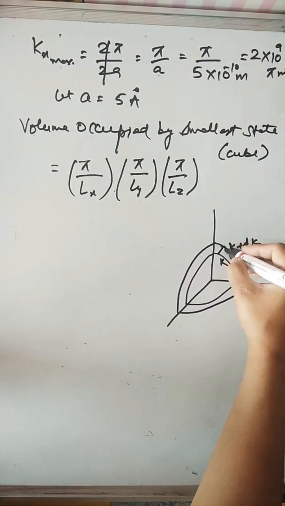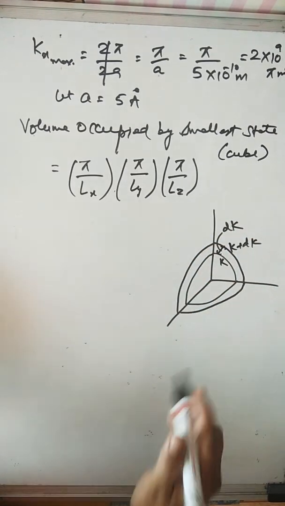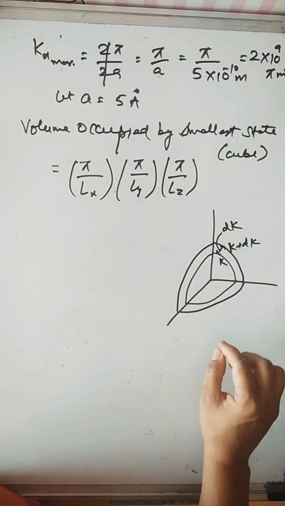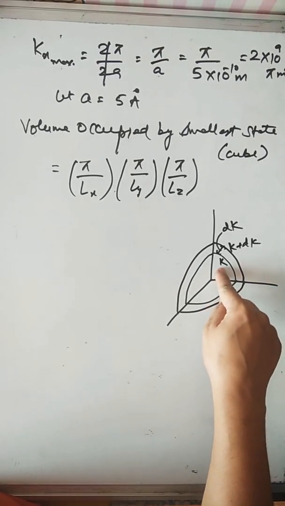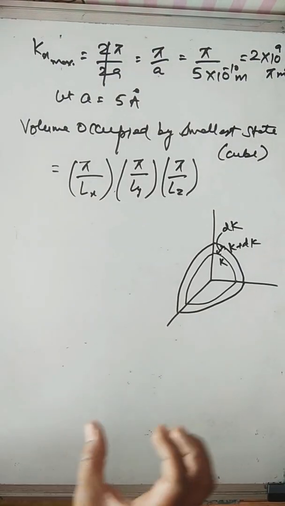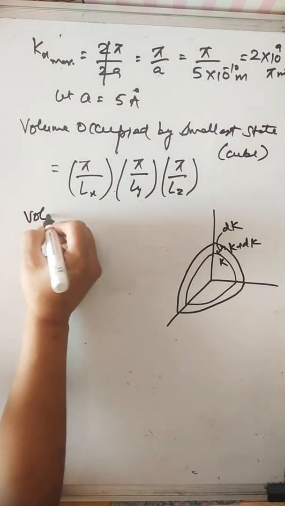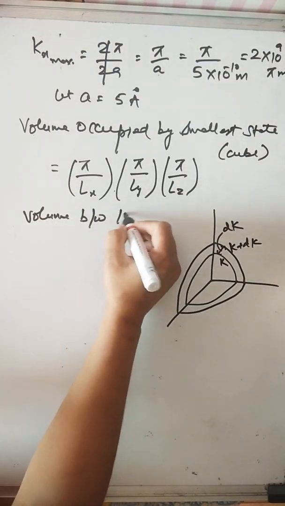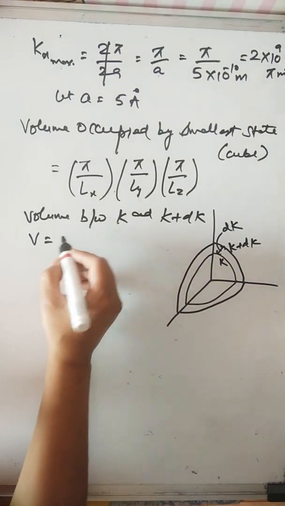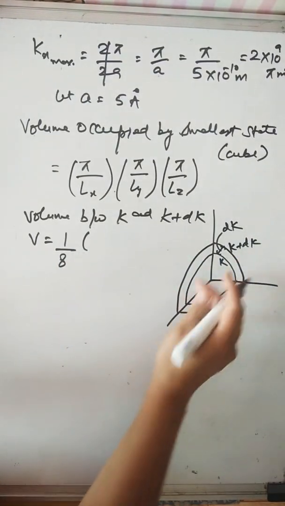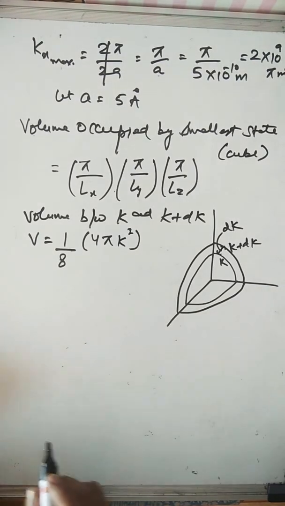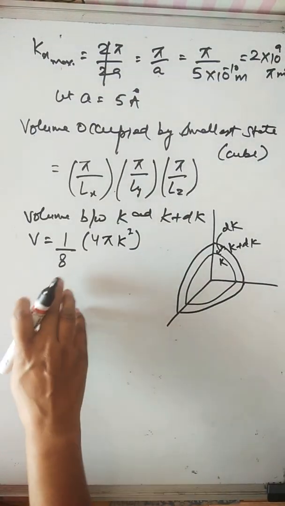So the width of this section is dk. Now I have to find out the number of states available in this dk interval, or what is the volume accessible between k and k plus dk. This is the octant we are considering, since in a sphere only the octant is allowed. So we can write the volume between k and k plus dk as V equals 1/8 of the surface area. Surface area of the sphere is 4 pi r square; in this case we have 4 pi k square, because we are considering momentum space. So 1/8 of this surface area.